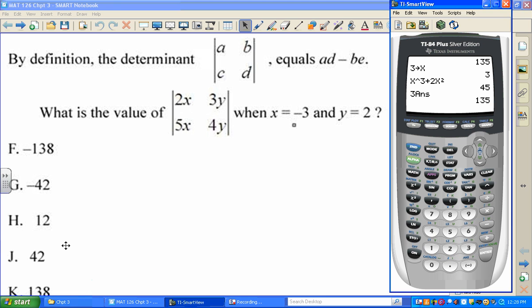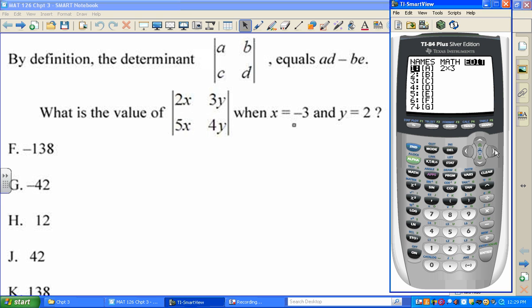All right. On this ACT question, I'm going to show you something about the TI, whether you knew it or not. It's for future reference. Definitely you don't need it for this question. On here, I can go to second and matrix, right above the x to the negative 1 key. And I can edit any matrix I want.